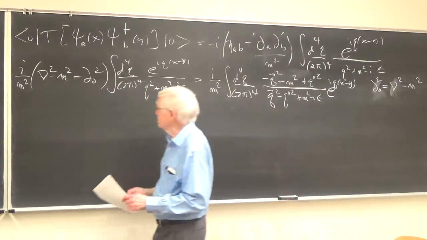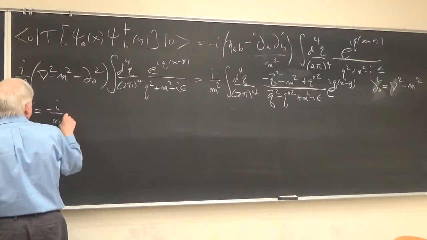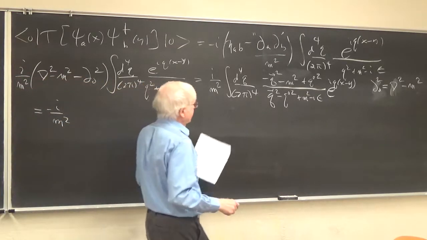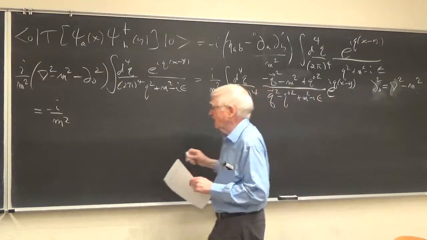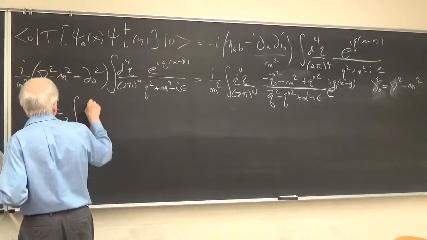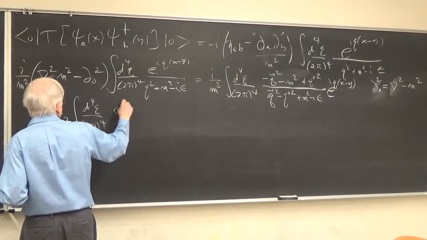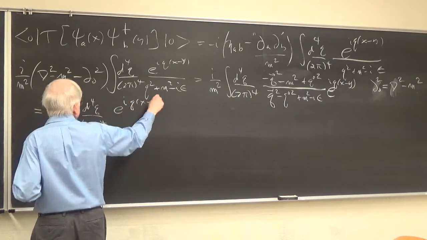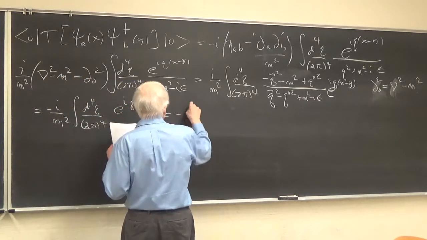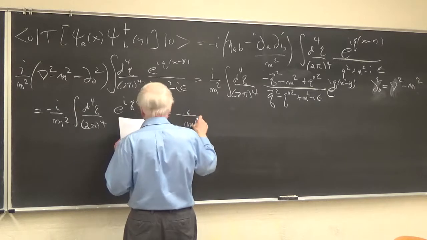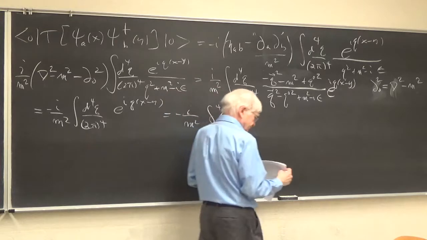And so this is equal to minus i over m squared times the integral d4x over 2 pi to the 4th e to the i q (x minus y). Well, maybe I'll write it explicitly: d4q over 2 pi to the 4th, e to the i q (x minus y). And so that is just minus i over m squared delta 4 of x minus y.